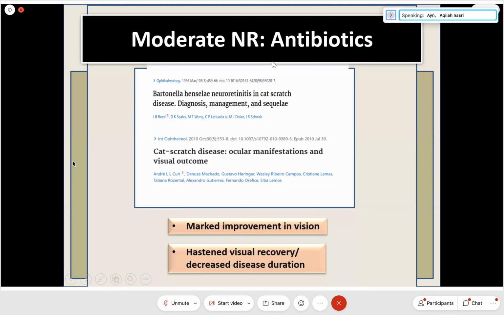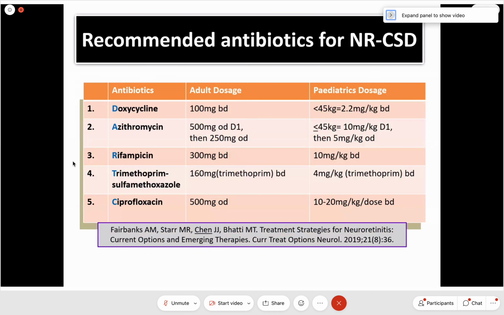For moderate cases, yes, antibiotics can be given. It shows that antibiotics can lead to marked improvement in vision and may hasten visual recovery. These are the antibiotics for cat scratch disease. You can remember the mnemonic DARTC: D for doxy, A for azithro, R for rifampicin, T or B for Bactrim, C for Cipro. These are the dosages. For doxy, commonly in KKM hospitals it's quite cheap, so we start at 100 milligram BD for adults. For azithro, 500 milligram daily on day 1, followed by 250 milligram daily.